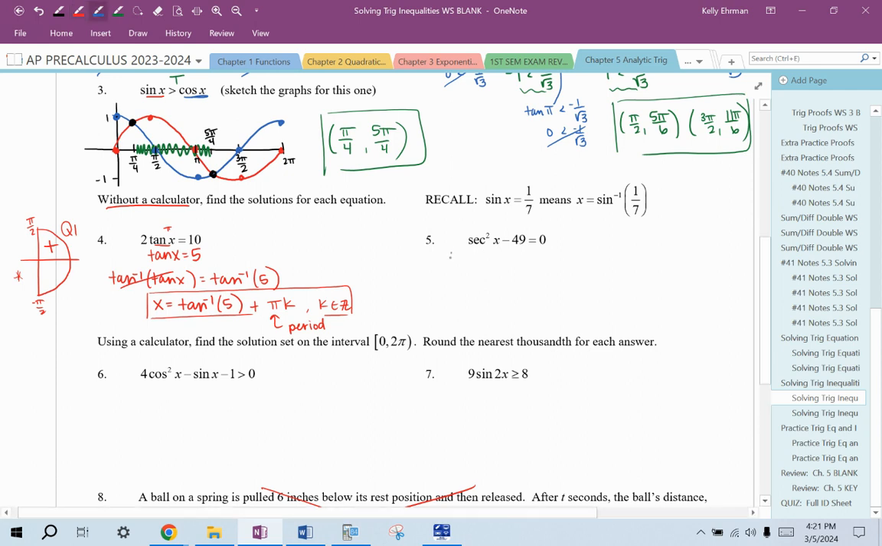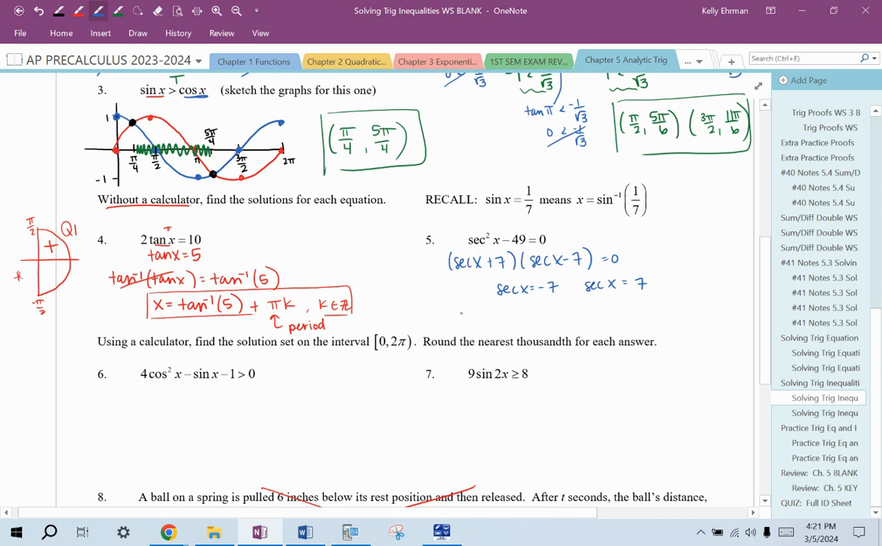Now for this one, you could factor. This is secant x plus 7, secant x minus 7 equals 0. So secant x equals negative 7, or secant x equals positive 7. Now with secant, you can use inverse secant, or you could flip these around and say cosine is equal to negative 1/7, cosine is equal to 1/7. But here I have two answers.